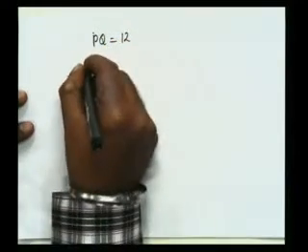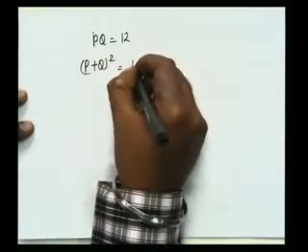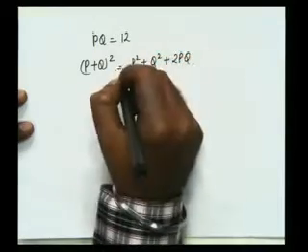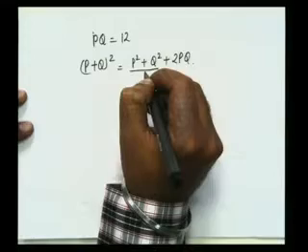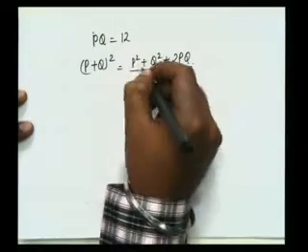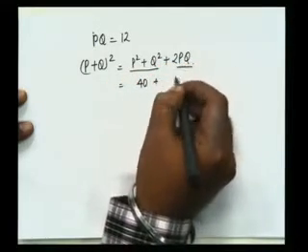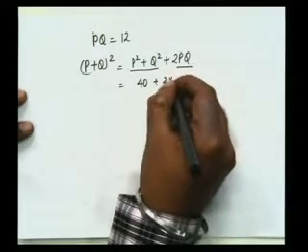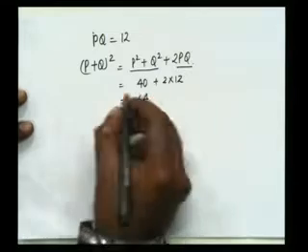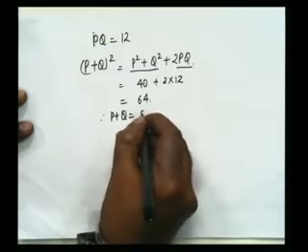Now if we say P plus Q whole square, that is equal to P square plus Q square plus 2PQ. Looking to equation number 1, we are having value of P square plus Q square and we are having value of PQ. Now value of P square plus Q square is equals to 40 and the value of PQ is 12. So this would be equal to 40 plus 2 into 12. So the value would be equal to 64. So P plus Q whole square is equals to 64. Therefore P plus Q will be equal to 8.